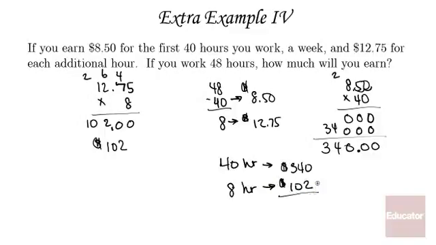So let's add it up for the 48 hours, 2, 4, and 4. So for the week, including the extra hours, this person will make $442.